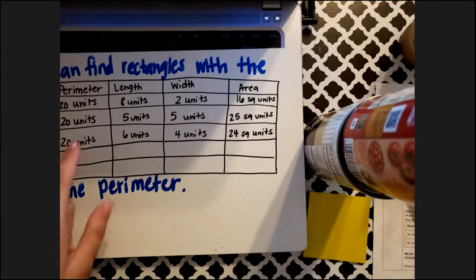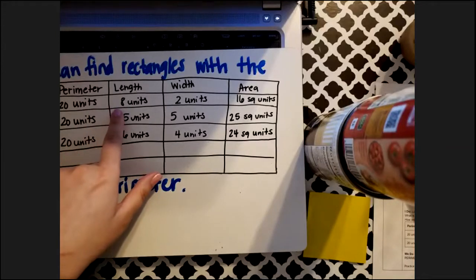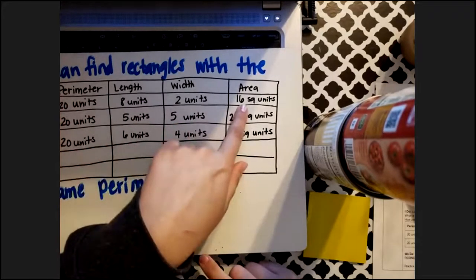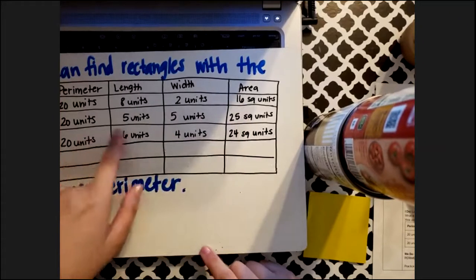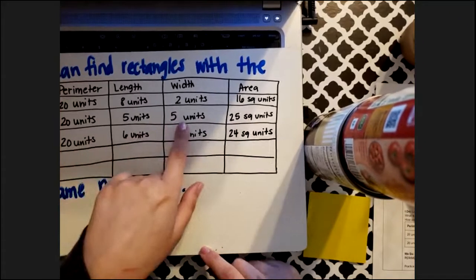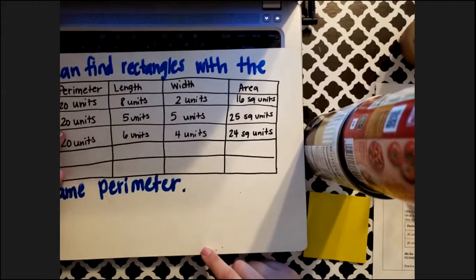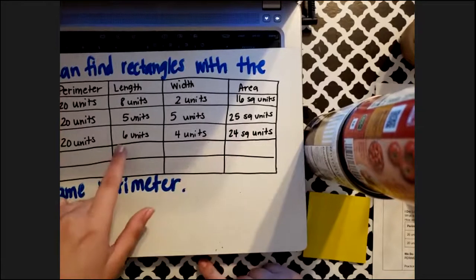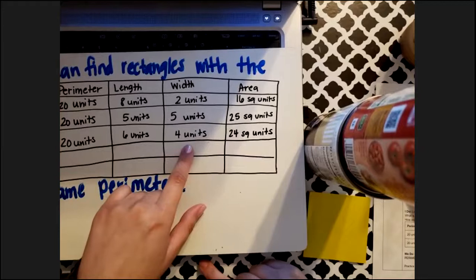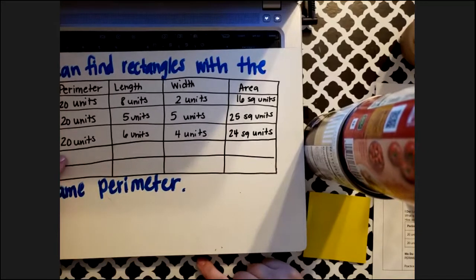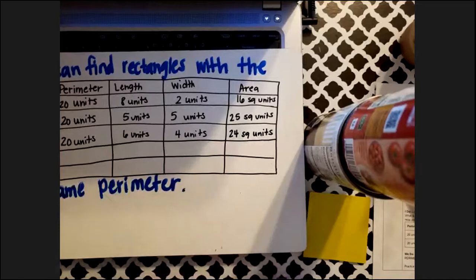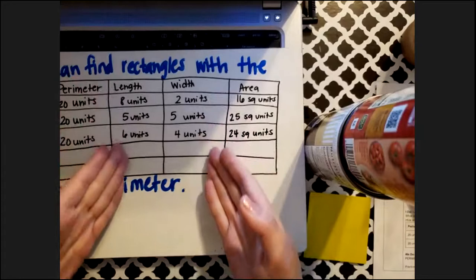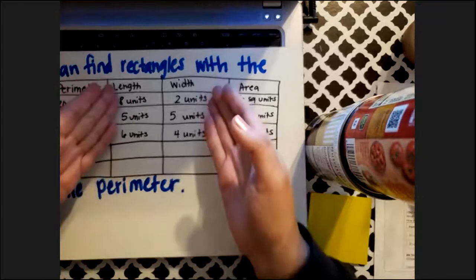So yesterday I showed you a rectangle that had a length of 8 and a width of 2, and that had a perimeter of 20 units, an area of 16 square units. Then we had a square with a length and width of 5 units, which gave us a perimeter of 20 units and an area of 25 square units. Then we had a length and a width of 6 and 4, gave us a perimeter of 20 and an area of 24. Yesterday, I told you to focus on what pattern you see with the length and the width.